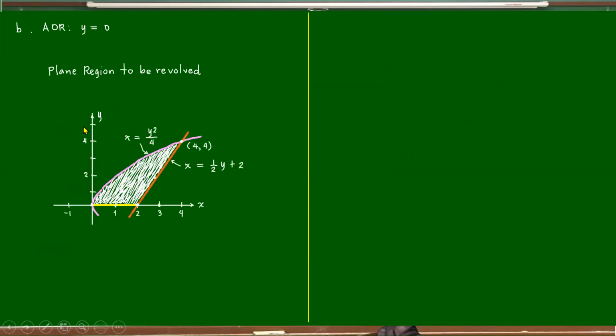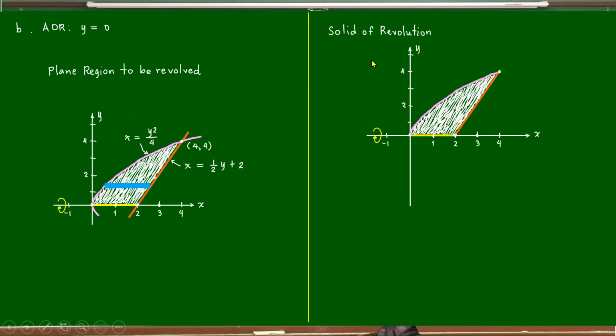Letter B, same region to be revolved, but this time to be revolved about the x-axis, y equals 0. That is the x-axis. So the appropriate element is, again, horizontal, and that is parallel to this axis of revolution, as expected. Cylindrical shell is the volume element generated. So for the volume of the solid of revolution, we have this solid. Okay, so that's a solid.